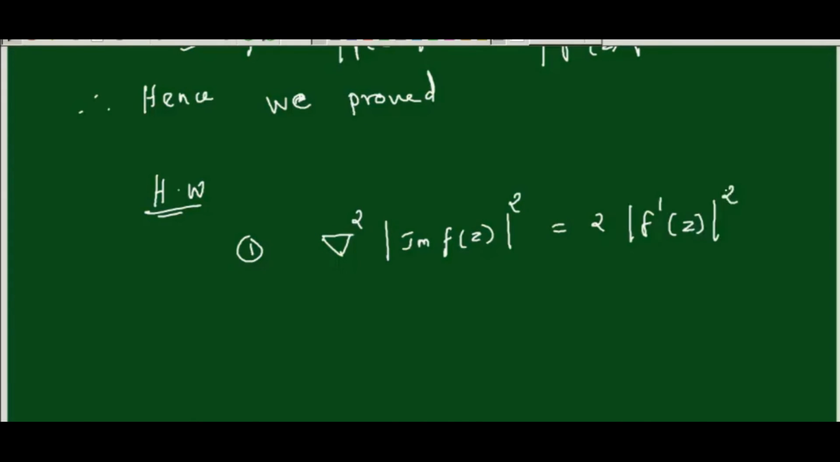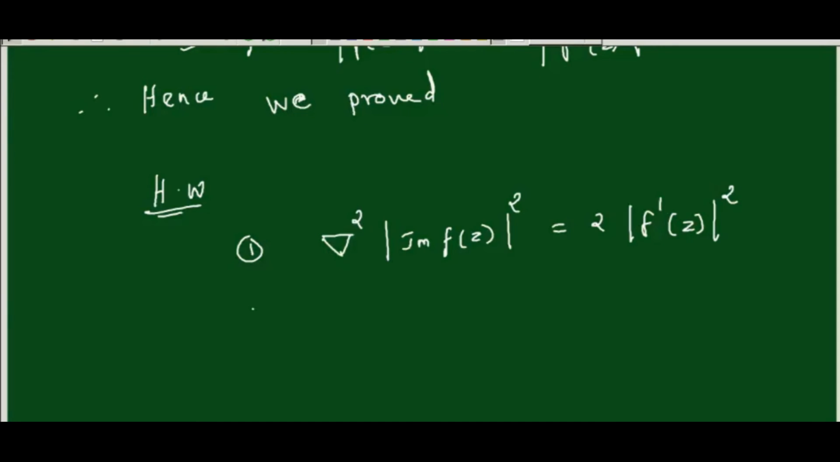The homework problem. Problem number 1. All of you take your notebook and write the homework problem. That is del square of the imaginary part of f of z, whole square, is equal to 2 times f dash of z the whole square. Already I gave the note in the previous class. Use that note. This is your homework problem. Try to do this problem.